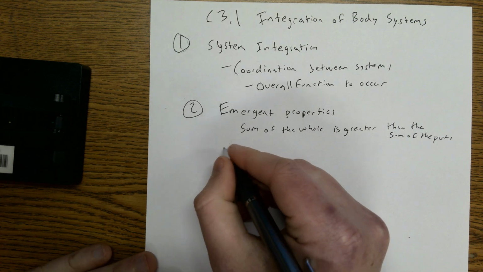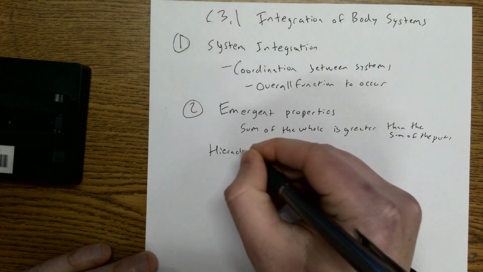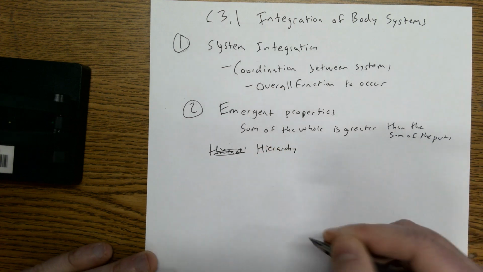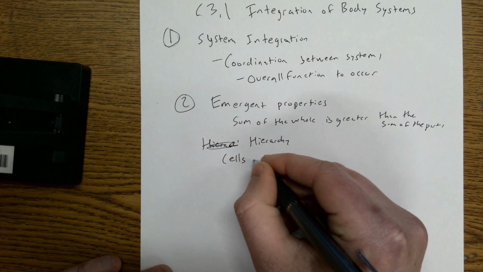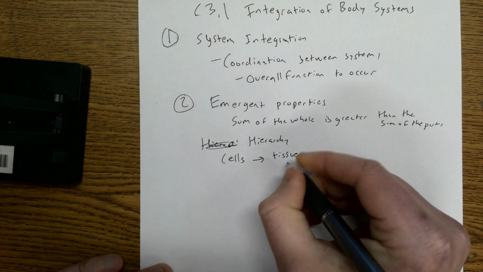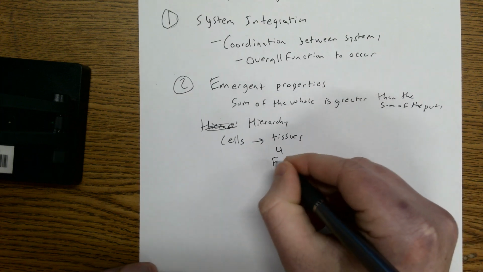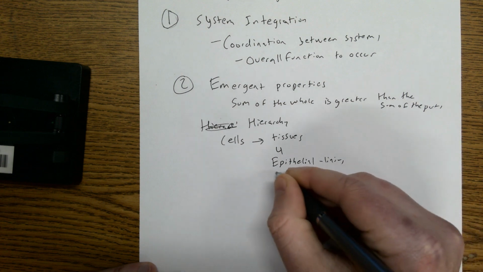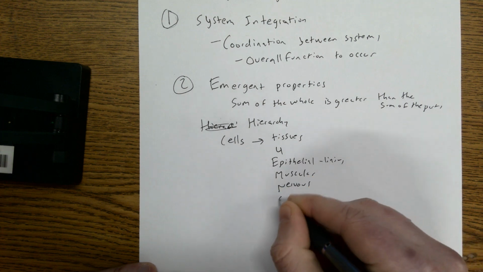And so this also includes our hierarchy of systems. Oops, spelled hierarchy wrong. Hierarchy of systems that allows these emergent properties to happen. So we start with cells. So you're made up of cells. Those cells group together to form tissues. So tissues are cells that have a similar purpose. There are 4 different kinds of tissue. There's epithelial, which is your lining tissue, muscular tissue, nervous tissue, and connective tissue.